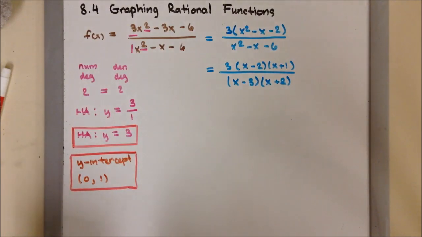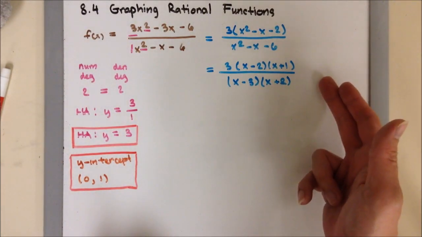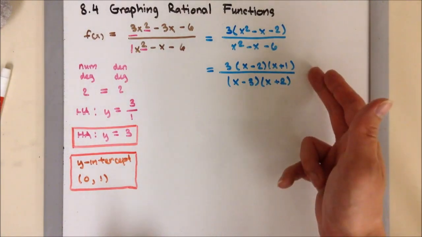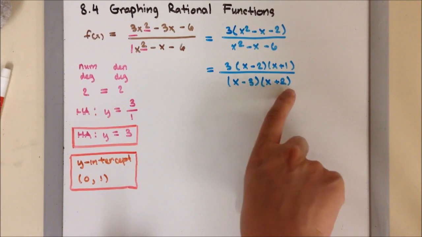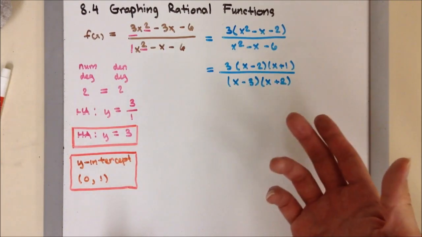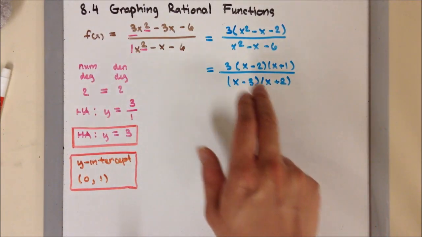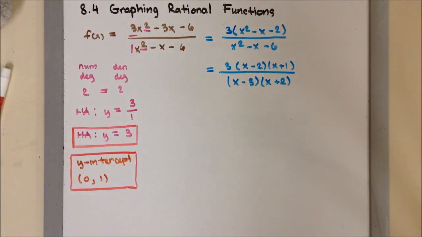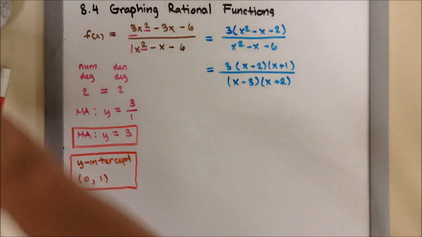So I finished factoring, and I cannot simplify this fraction because you don't have any common factors. For example, x minus 2 and x plus 2 are different factors, so I cannot simplify, meaning I cannot divide since they are not common factors. So this is what I have. Now, let's find vertical asymptote.